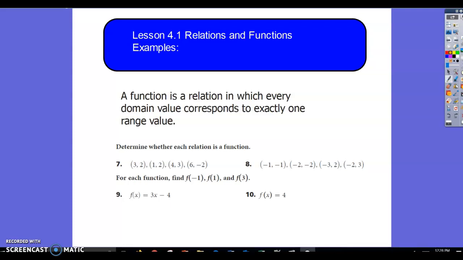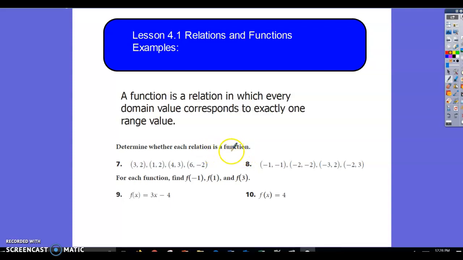Hey guys, we're still looking at lesson 4.1, relations and functions, and we're going to go over a few examples here to get you started on your assignment. So first question, it says, determine whether each relation is a function.